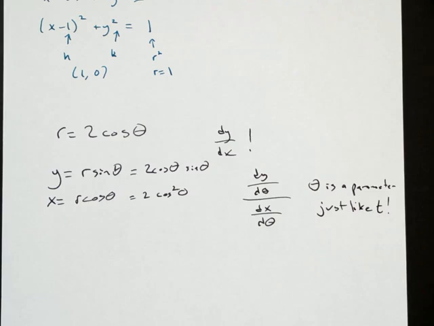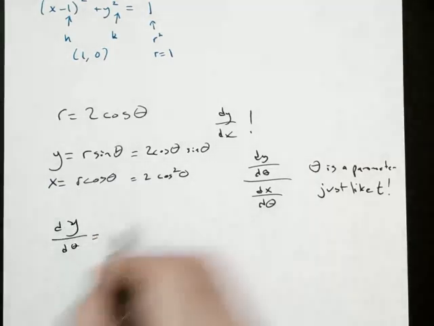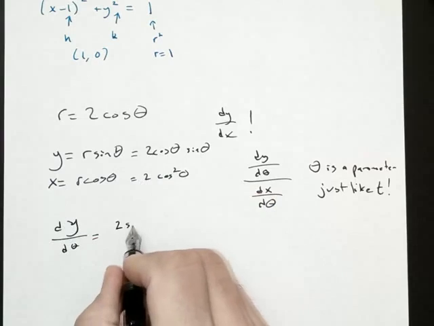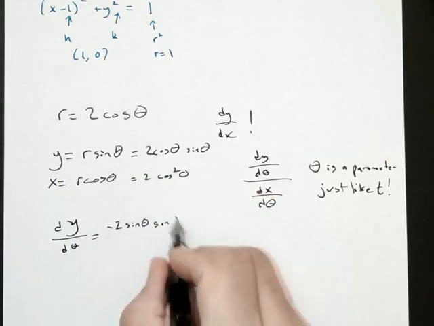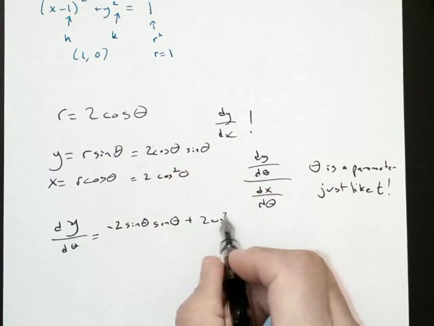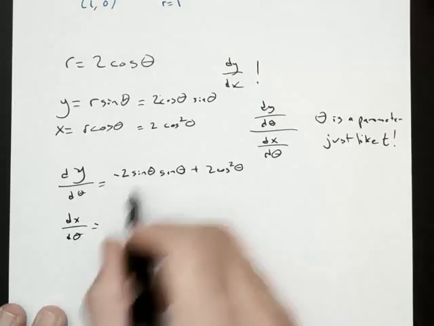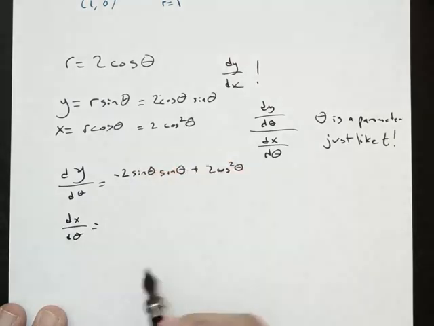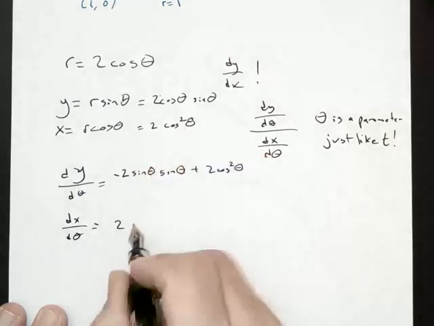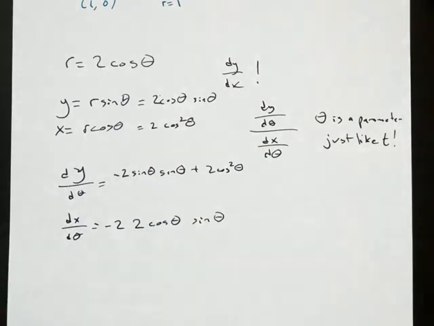Now, I could leave this in its general form, but I like multiplying by the thetas at the beginning, and then I can ask, well, wait a minute, I know how to do these derivatives. dy d theta: derivative of the first times the second, derivative of cosine is minus sine, plus derivative of the second, derivative of sine is cosine, times the first. dx d theta is, oh, that's chain rule. 2 times 2 cosine theta, the derivative of cosine is minus sine.